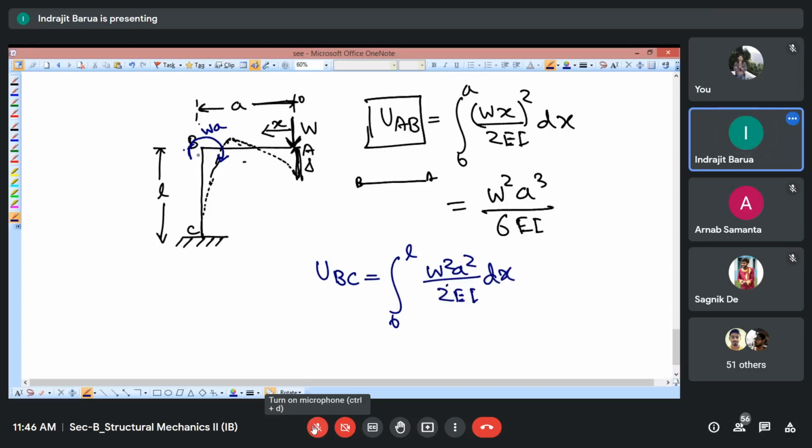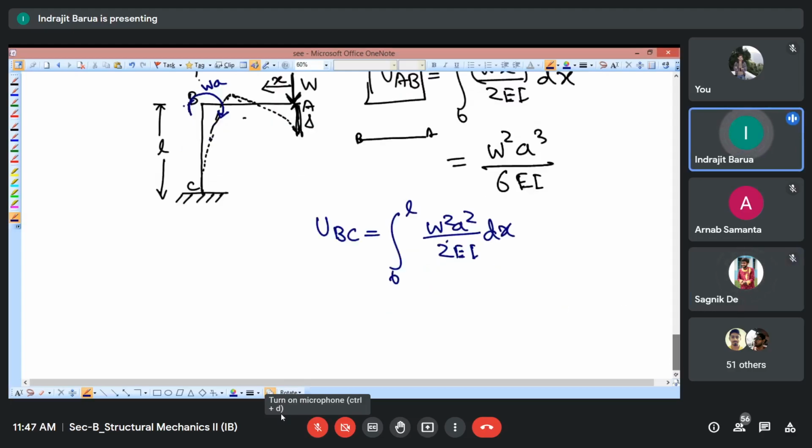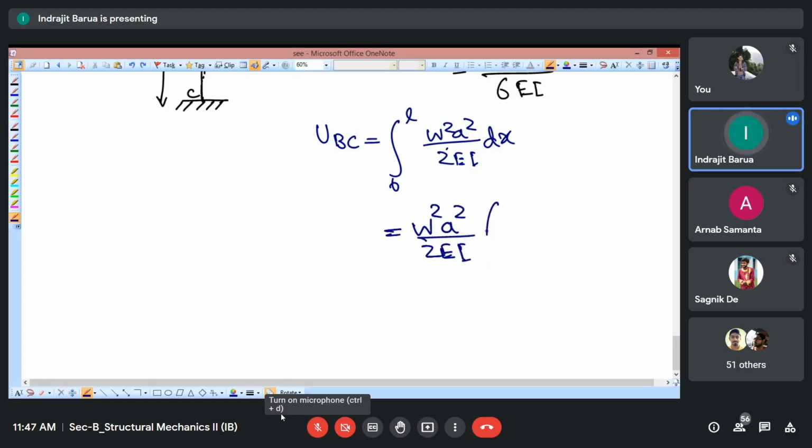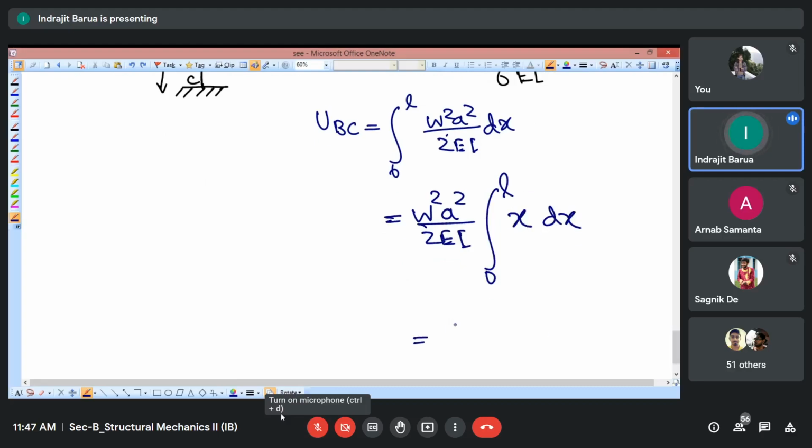So see here, from B point to C point, is the moment varying? No, it is constant. So here also we have got a constant equation. So my W is constant, A is constant, 2EI is also constant, and 0 to L dx. How much? L square by 2.